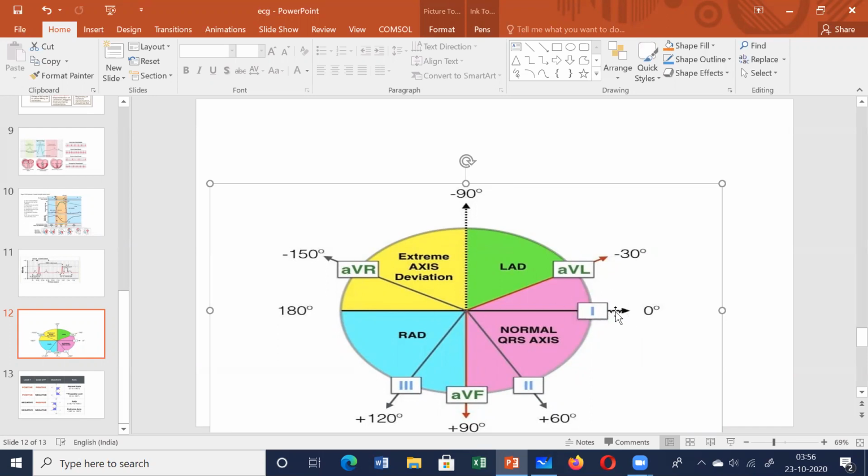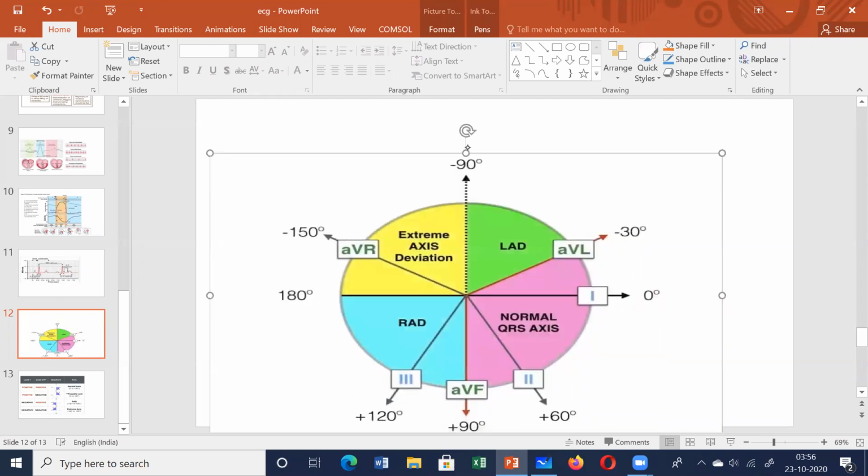Now if lead 1 is negative and AVF is positive, lead 1 negative, AVF positive, that comes under right axis deviation. This is the way you can remember. This is just for the present. I'll take another separate class on axis deviation, where we shall discuss the different axes in detail.